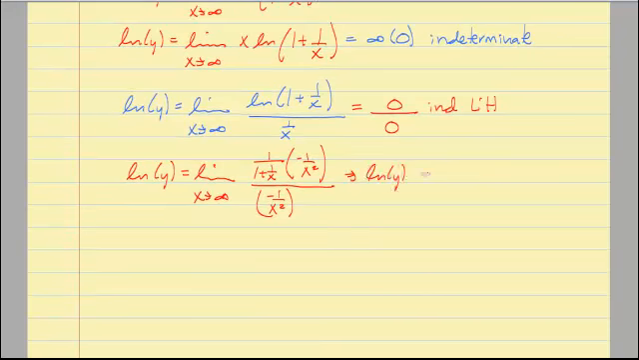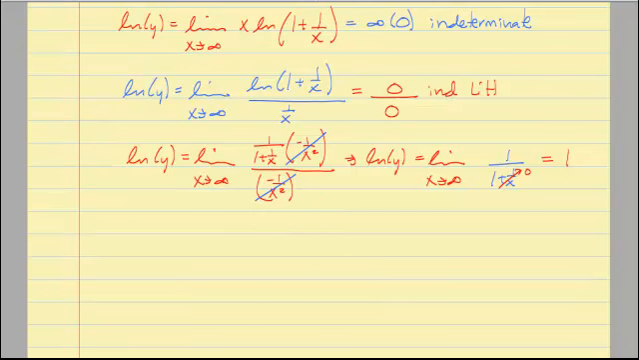So from here I have the natural log of y equals the limit as x approaches infinity, and I get some canceling to occur here. Both of these cancel, and I'm left with 1 over 1 plus 1 over x. Now from here, as I take this limit, this term goes towards 0, and I'm left with 1 over 1 plus 0, which of course is 1. But that is not my solution. Remember, we have the natural log of y is equal to 1.